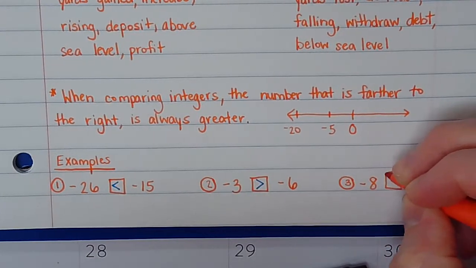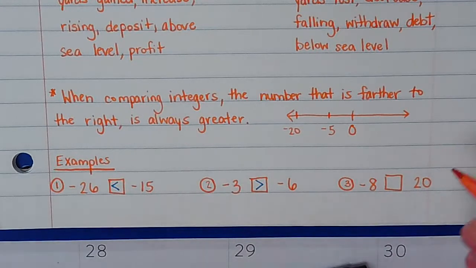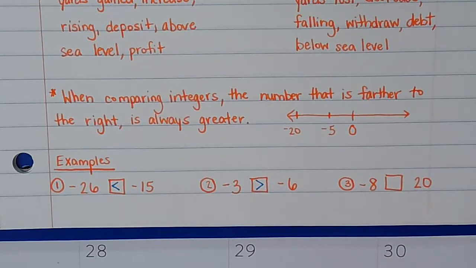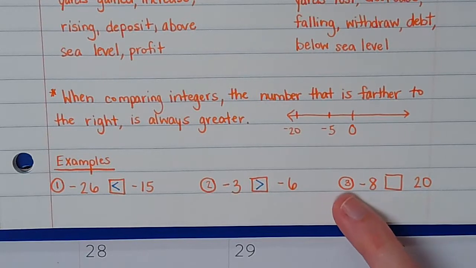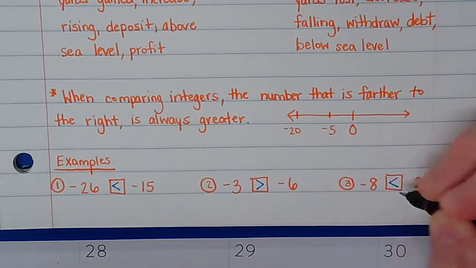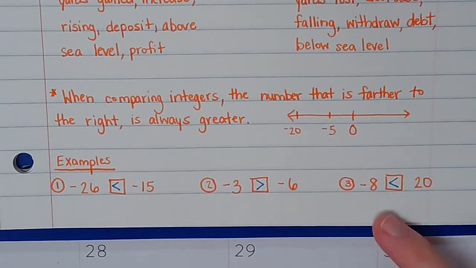-8 and 20. Okay, a lot of students get caught up in all the rules and stuff, and they forget their common sense sometimes. This one's negative, this one's positive. Okay, a positive number is always going to be bigger than a negative number, okay? Because this one's always going to be bigger than 0. This one's always going to be less than 0. So this positive number is always going to be bigger than 0, but also bigger than the negative.